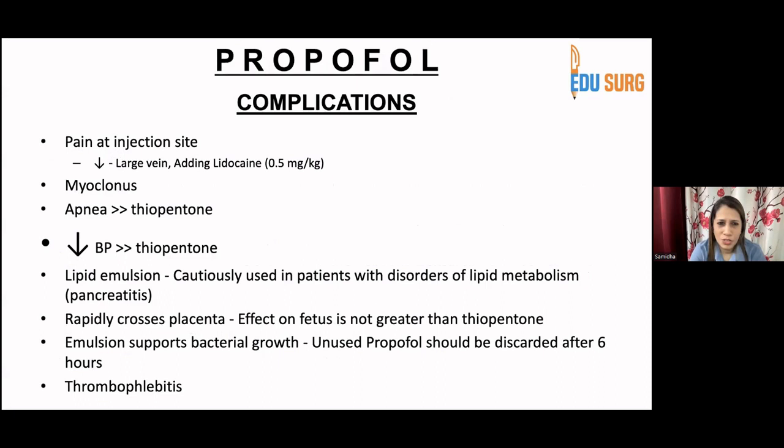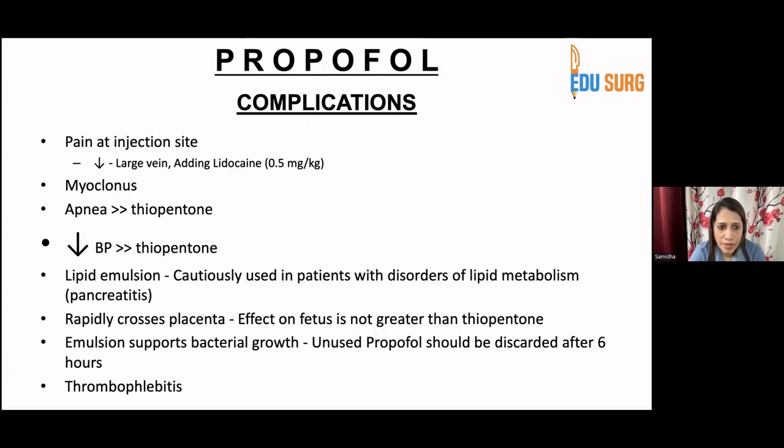Commonly seen complications or side effects: pain at the injection site. Okay, it is an irritant, so the pain can be reduced by using a larger vein, giving it in a running line with fluid going on intermittently, adding lignocaine, and sometimes adding ondansetron is also said to help reduce the pain. It may cause myoclonus, apnea, of course much more than thiopentone, and a drop in blood pressure.